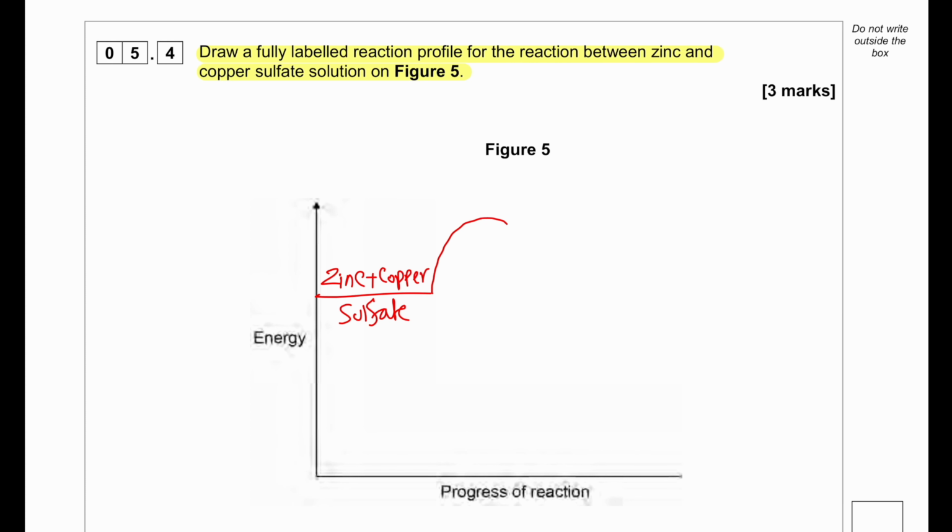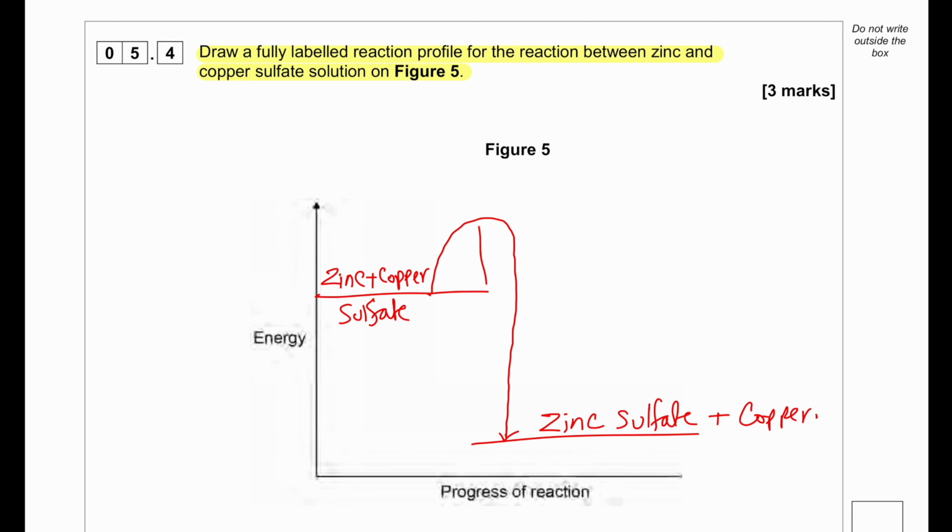and then we're going to show a particular barrier, which is the activation energy, and then there will be a decrease in energy, which will be represented by an exothermic reaction, because energy is given out. So this is going to produce zinc sulfate, which is the product, plus copper metal. This can be represented as activation energy, whereas this portion can be represented as enthalpy change or energy change.